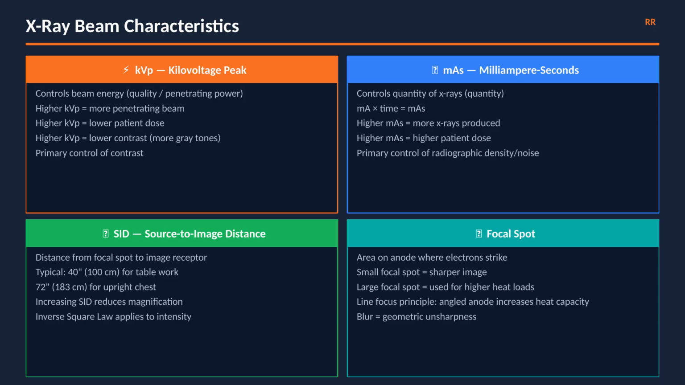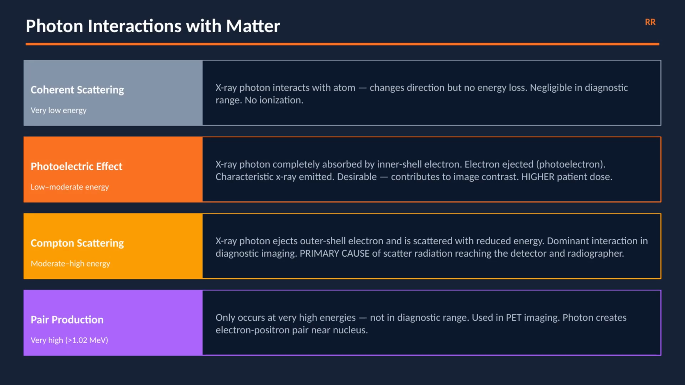SID, source to image distance, affects intensity. By the inverse square law, doubling the SID reduces intensity to 1/4. Standard table, 40 inches. Standard chest, 72 inches. And focal spot, the area on the anode where electrons strike. Small focal spot for detail. Large focal spot for high output work. 4 interactions matter for diagnostic radiography.